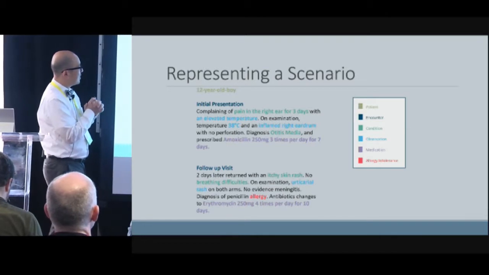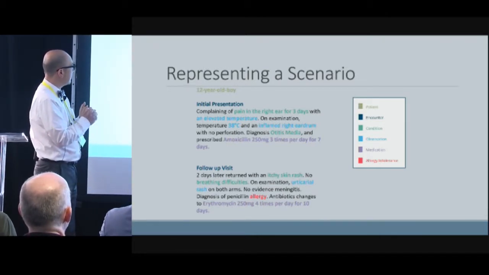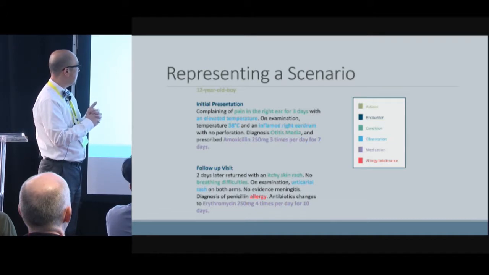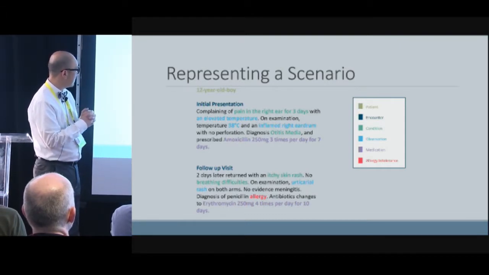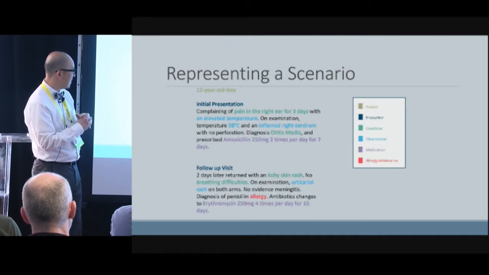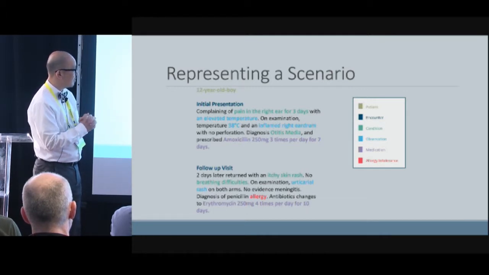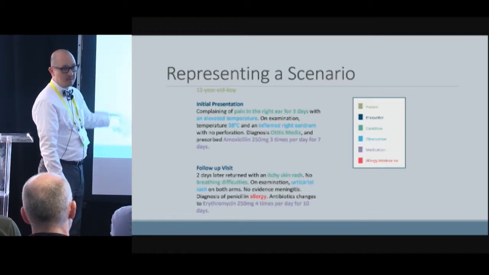So here's an example of a scenario. 12-year-old boy presents with pain in the right ear for 3 days, elevated temperature on exam, has a temp of 38, inflamed right ear, no perforations, was given the diagnosis of otitis media, prescribed amoxicillin 250 3 times a day for 7 days, and then followed up 2 days later, has a rash, some breathing difficulties, and on exam has a rash on both arms, but no signs of meningitis, given the diagnosis of penicillin allergy, and then antibiotics were changed to erythromycin.